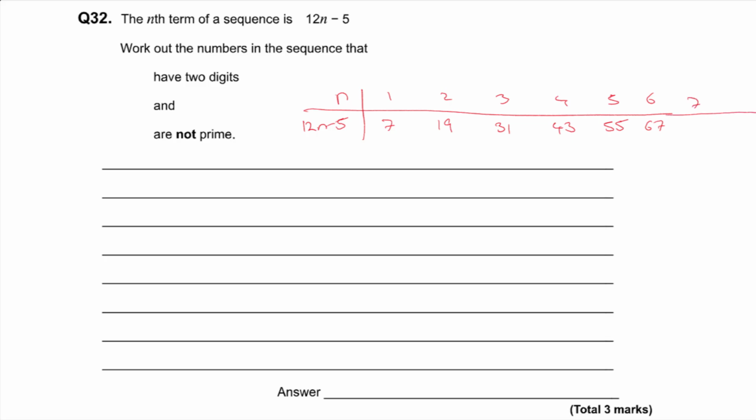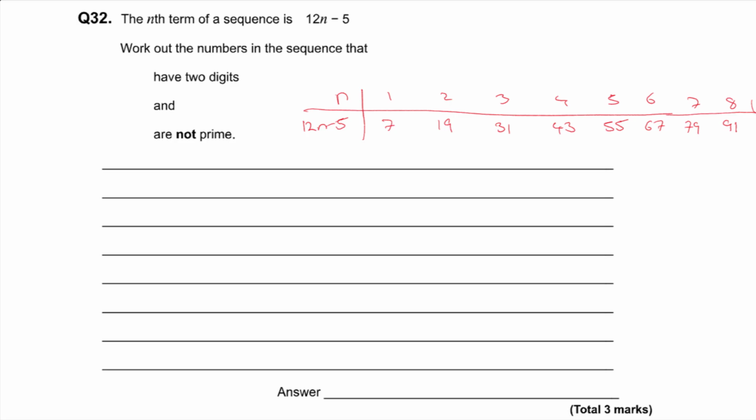So what's the 7th one? 7 12s are, what did we say? We're up to 84, aren't we? Take away 5 is 79. And then the next one after that, it's just going to be 12 more each time. So the 8th term is going to be 91. And then after that, it's going to be a 3-digit number, so I don't have to worry about anything beyond there.